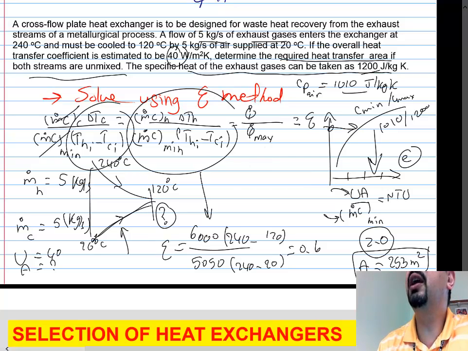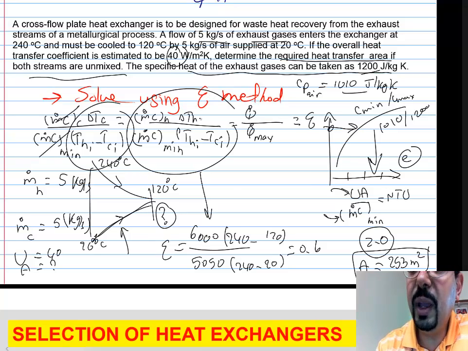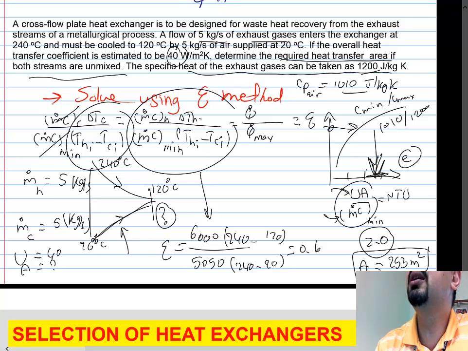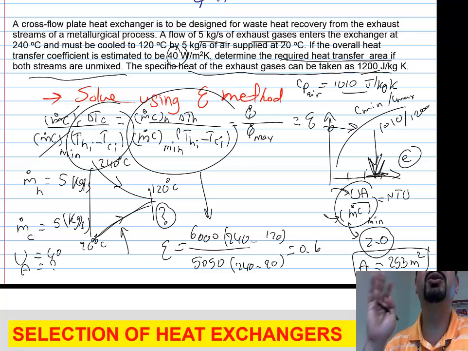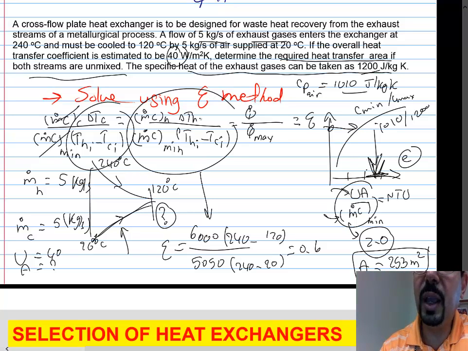What are we after? We are after the area. We are after the value on the x-axis. I want to find out where I am on the x-axis. I want to find my U, A over M dot C minimum, which will end up being 2. Okay. And if I find this, then I can get the area because I know the U, I know the M dot C. Right? Yeah. M dot C minimum, I know it. Okay. It's the air. It's 5 times 1010. It's basically 5050. So how can I come here?